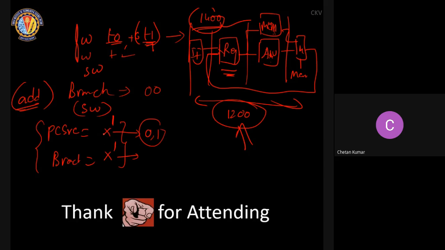So if I put it as X, will that be correct? X meaning I can take it as 1 or 0. It should still work correctly. Now, if I take it as 1, then it should still work correctly. But for add instruction, are you supposed to have PC source and branch as 1? No, it should not be. Okay, so if you have written don't care, then it is a wrong answer. If you have written don't care for PC source and branch, then it is wrong.